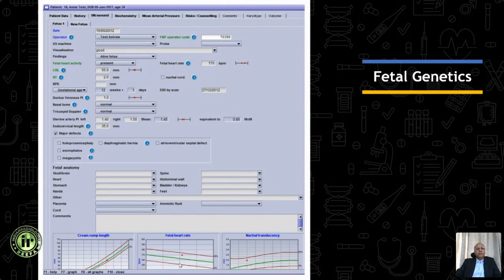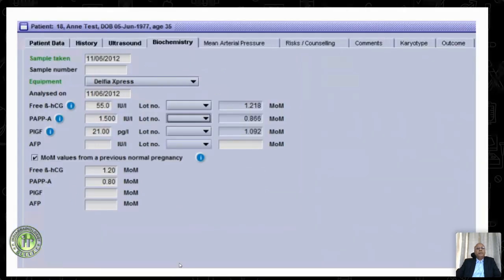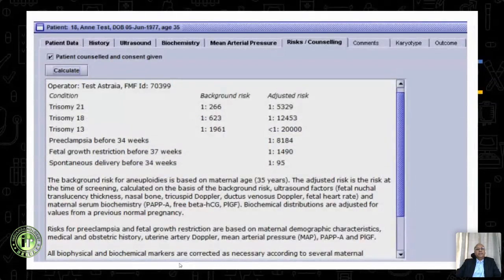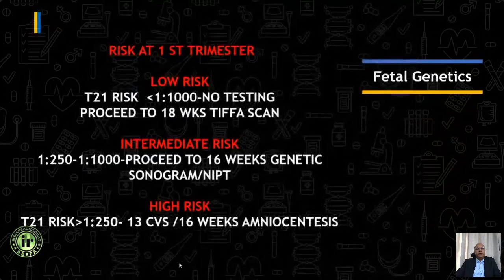Using a combination of the maternal age, race, weight, height, the CRL, the nuchal translucency, and also, if we have the blood sample of the patient, a combination of beta HCG, PAPP-A, and MoMs, we can arrive at a risk at the end of the first trimester. So at the end of the first trimester, the maternal a priori risk is converted into a combination of ultrasound findings and the maternal serum markers, which is called the combined risk or the first trimester risk. At the end of the first trimester, we will have to assign a risk for the mother.